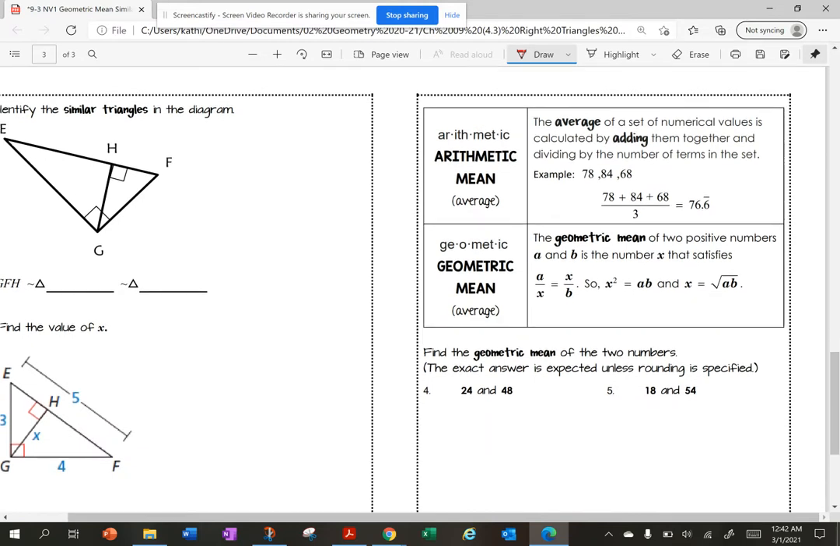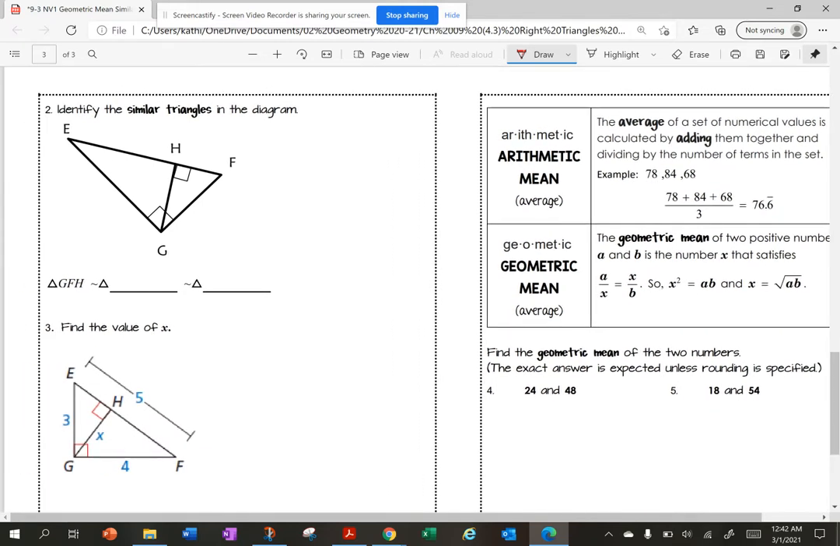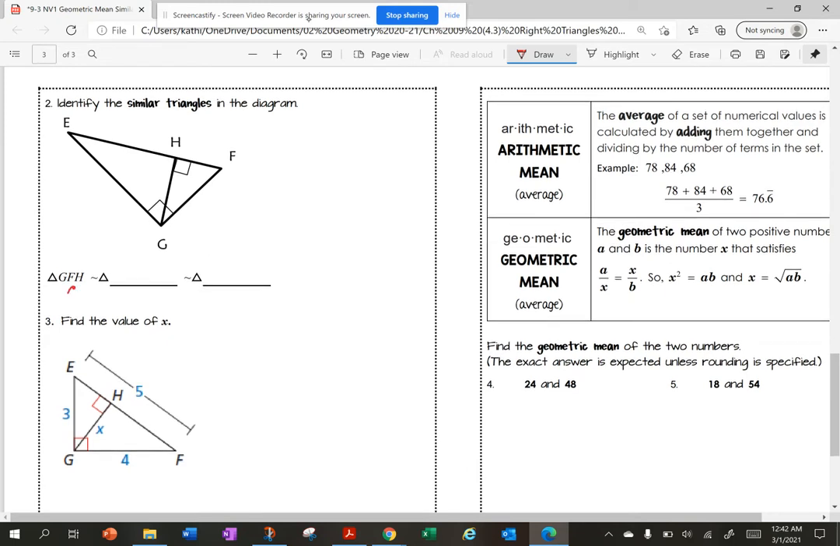Okay, so I'm going to have you do number 2. So pause the video. What do you get? So for my small triangle, my medium triangle, my large triangle, this is going to be EGH and EFG. What did you do? How'd you do?